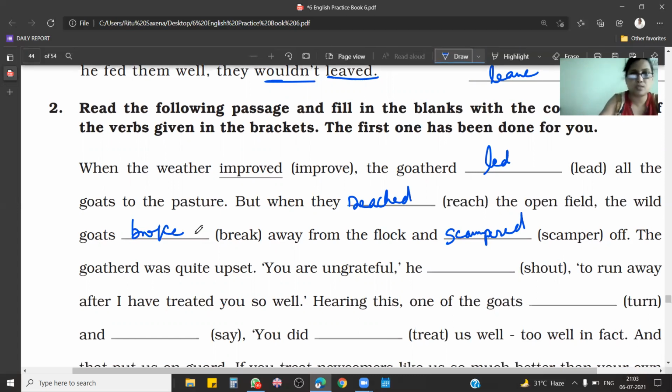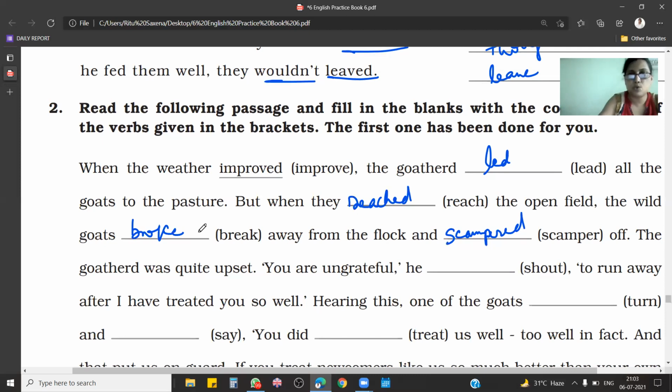The goatherd was quite upset. You are ungrateful, he shouted. Where should be shouted? To run away. I have treated you so well. Hearing this, one of the goats turned.